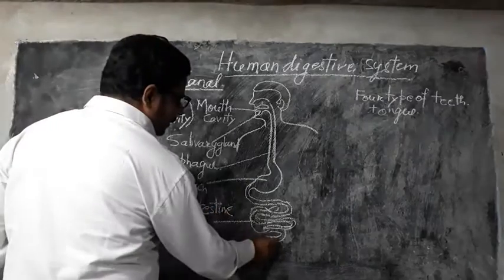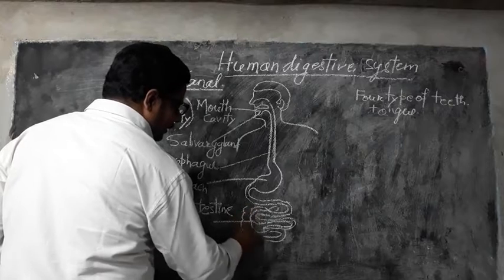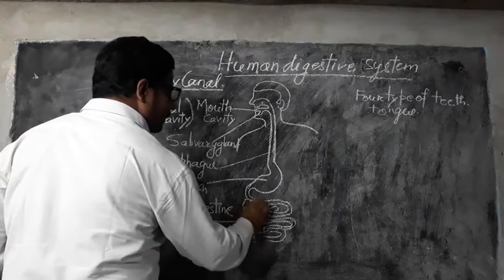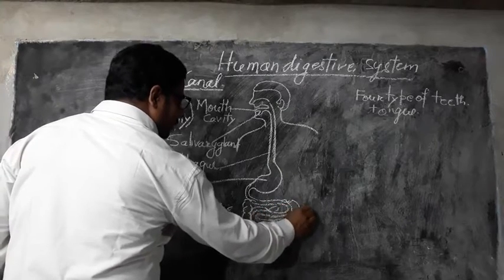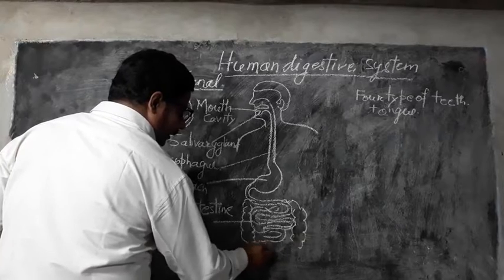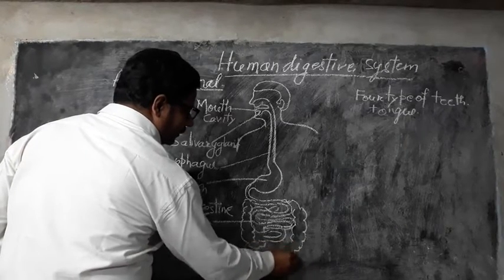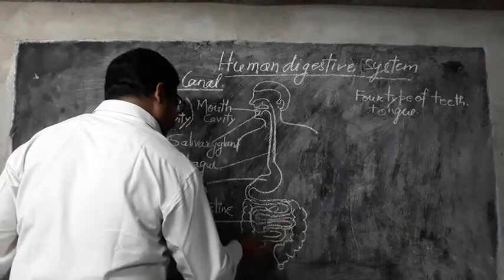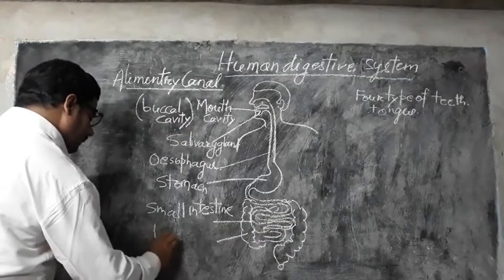Thereafter, this structure is associated with one more tube-like structure. This one more tube-like structure is called the large intestine. Small tube is known as the large intestine.